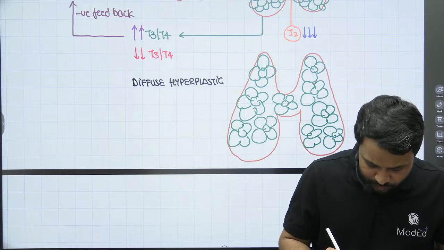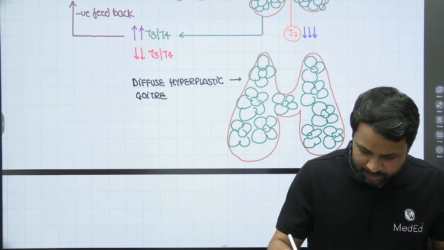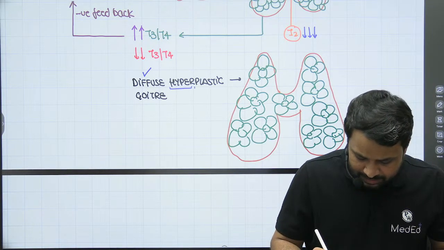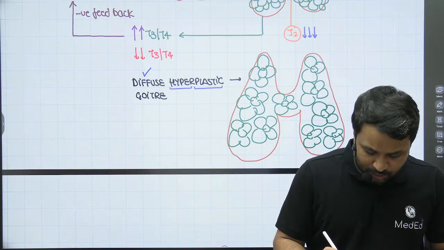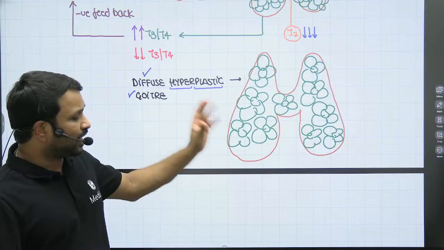This is called diffuse hyperplastic goiter. Now it is called diffuse because the entire gland is involved, and hyperplasia, that is an increase in cells, obviously the follicular cells have proliferated, causing a uniform enlargement of the gland, hence the name goiter. So this is what we call diffuse hyperplastic goiter.